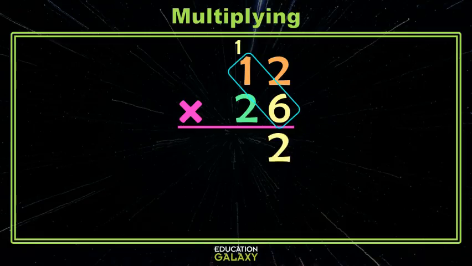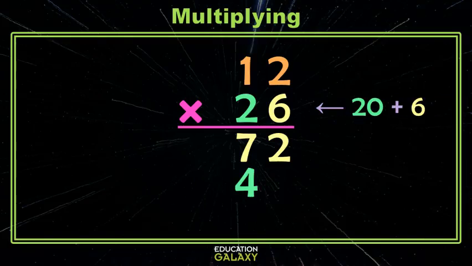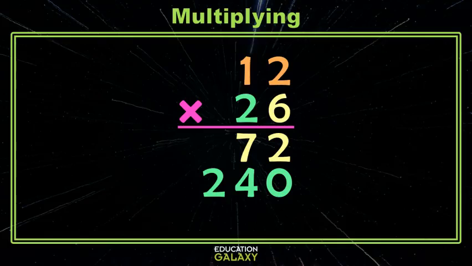Now we do 1 times 6, plus the 1 we carried, so that's 7. Now we move on to the 2 of our 26, and we multiply 2 by 2, which gives us 4. But where does the 4 go? It goes under the 7. Why is that? Well, remember that our 26 is really 20 plus 6. So when we multiply 2 and 2, we're really multiplying 2 and 20, which is 40. Makes sense? Okay. Lastly, we multiply our 1 and our 2, which gives us 2, and we're almost done.